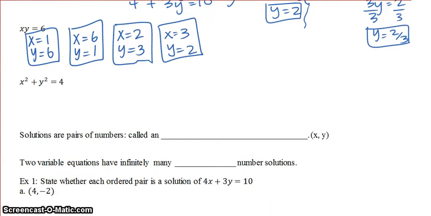This one. Okay, let's think about this. Something plus something has to equal 4. Well, we know when we square a number, it's going to be positive. So these two numbers have to be positive. So the only numbers that would work would be 1 plus 3 is 4, or 2 plus 2 is 4, or 4 plus 0 is 4. Those are the only positive numbers.